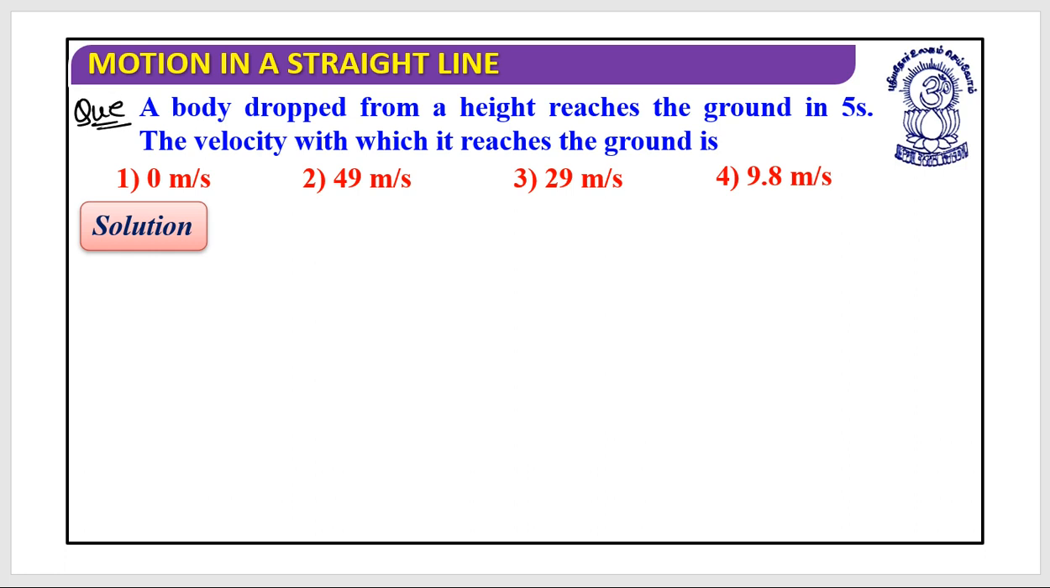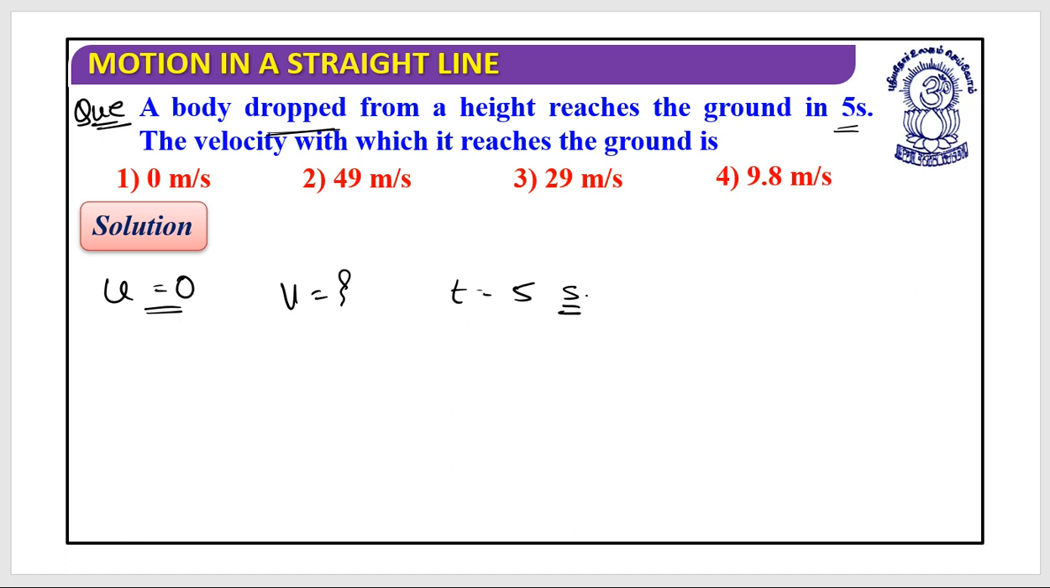What they have given is a body dropped, that means u would be 0, from a height, reaches the ground in 5 seconds. Okay, the velocity with which it will reach the ground. Again, they have not mentioned that g is equal to 10 meters per second square, so I need to go with 9.8. What I require is the velocity when t is equal to 5 seconds. It is somehow the previous question only.